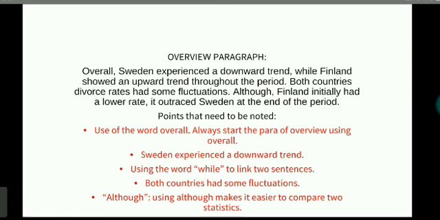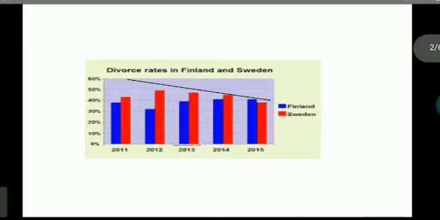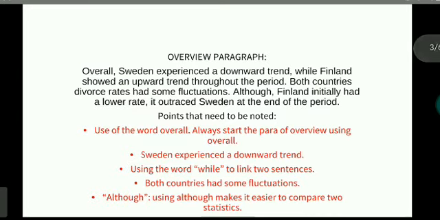Then both countries' divorce rates had some fluctuations. This is the second feature. So the divorce rates are fluctuating of both countries. This is the second feature that you're outlining in the overview paragraph. Then you write although. So using although is a very nice linking word.